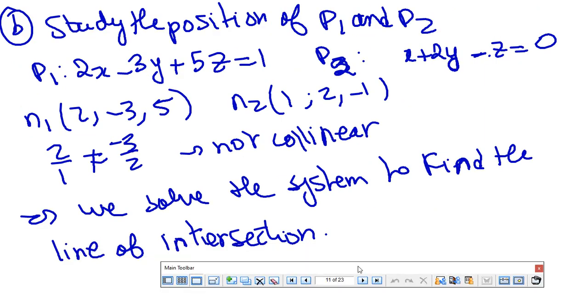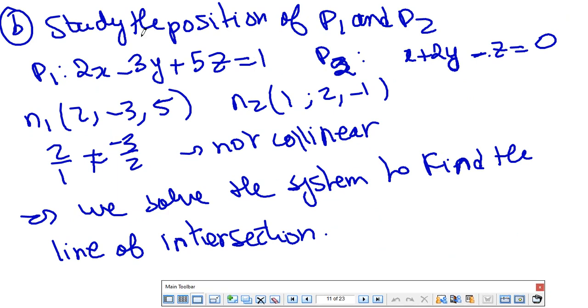Another example, now I'm still in the same case. I need to study the position of the planes P1 and P2. First of all, I find the normals: (2, -3, 5) and here the normal is (1, 2, -1). 2 over 1 is not equal to -3 over 2. It means they are not collinear. Excellent. It means the planes meet.